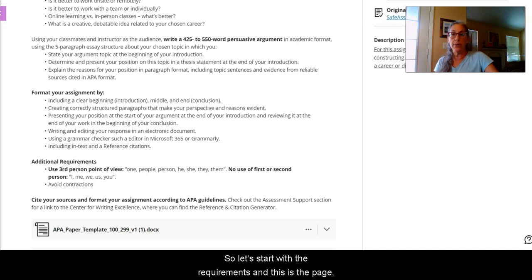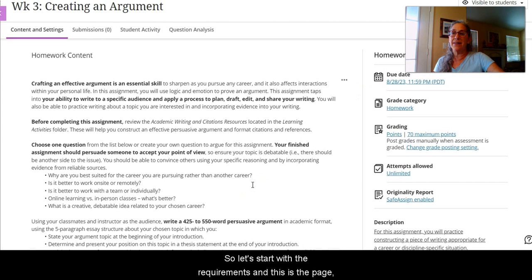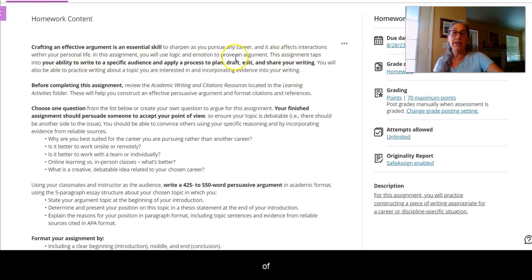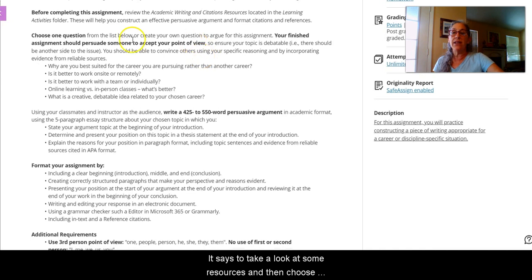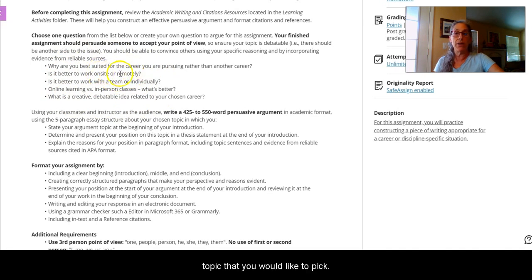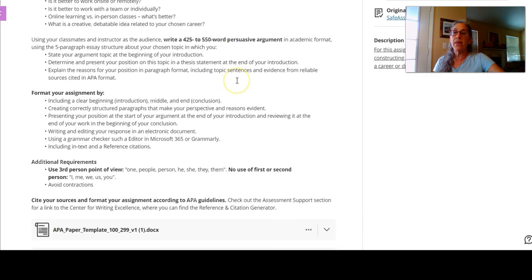So let's start with the requirements, and this is the page, week 3, creating an argument, and it talks a little bit about the importance of presenting an argument and the skills that you gain and the times that you may need to use this. And it says to take a look at some resources and then choose from one of these topics, which I'm sure that most of you have thought about the topic that you would like to pick.